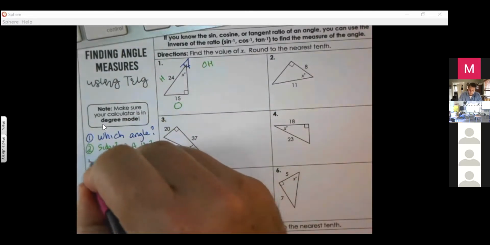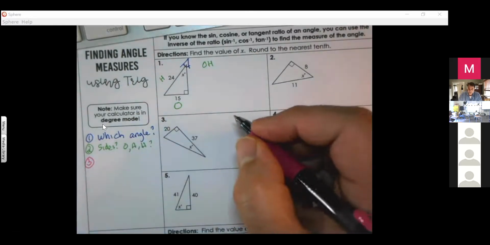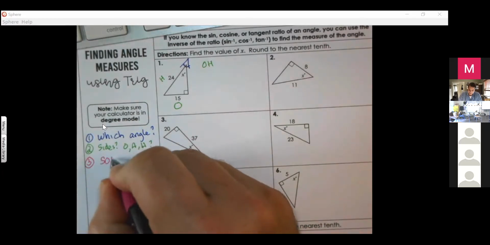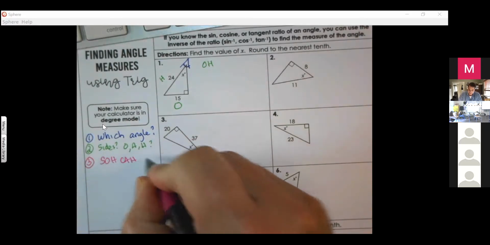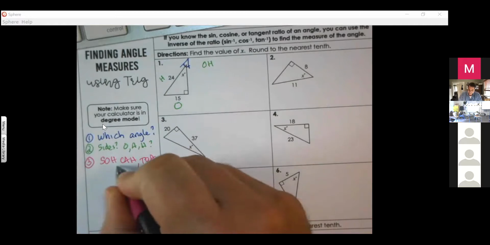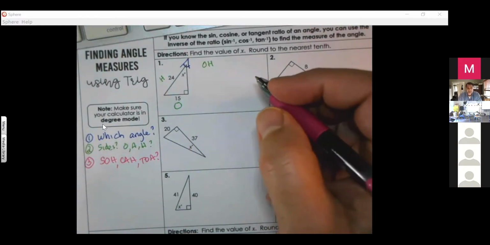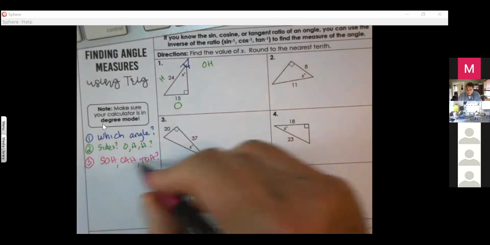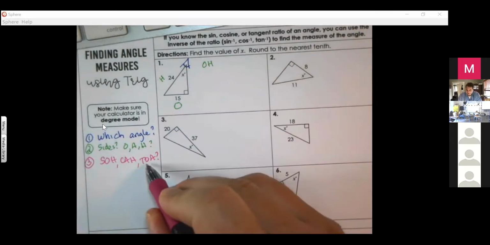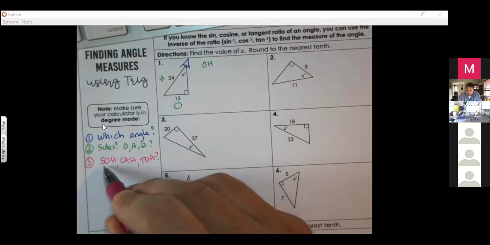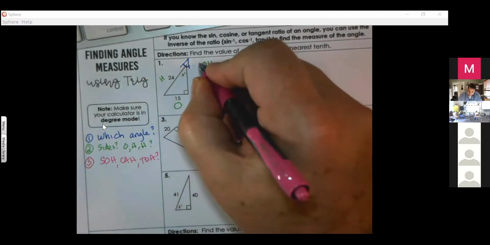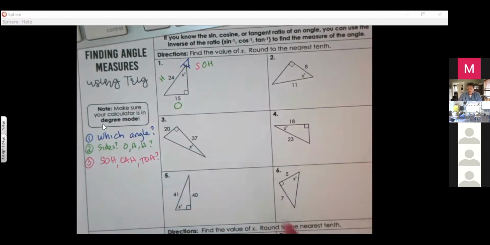That leads us to number 3 in our steps, which is SOH, CAH, or TOA? And again, all this should feel like refreshing from last class. So I'm going to look at this. I see I've got an O and an H. That's an O and an A. That's an A and an H. This is an O and an H. So it's going to be a SOH. And as a result, I know that I can now set up an equation.